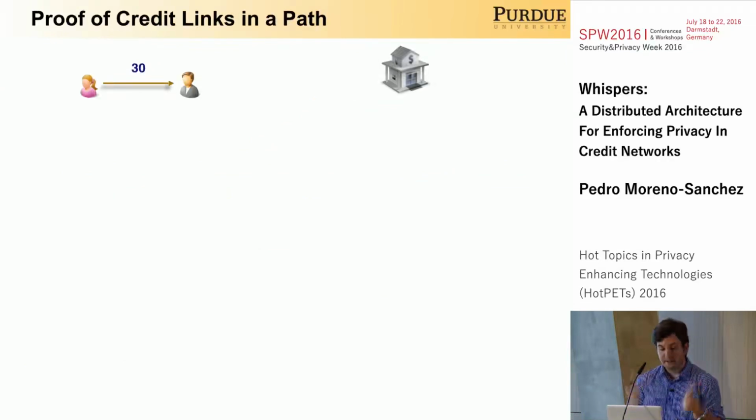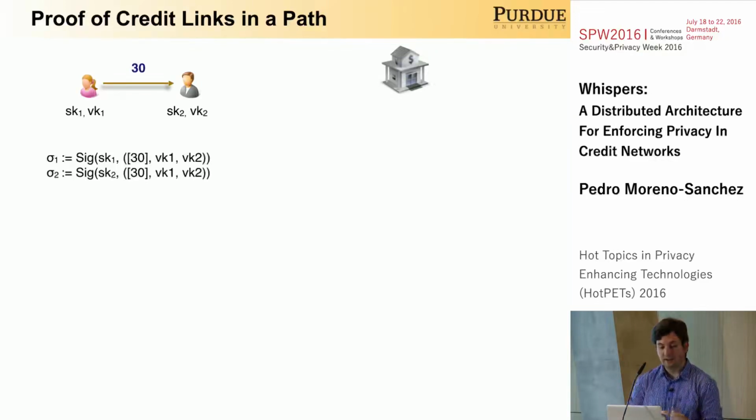So imagine that every two users in the path from the sender to the receiver can create a fresh pair of signing and verification keys. Now they can use the signing key to sign the share of the credit value and the verification key of the two endpoints of the link. And now they can send this information to the landmark. And as you can imagine, every pair of links in the path can do the same.